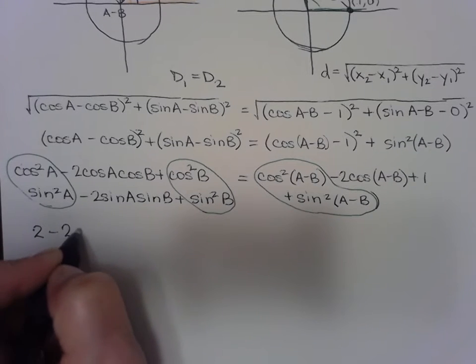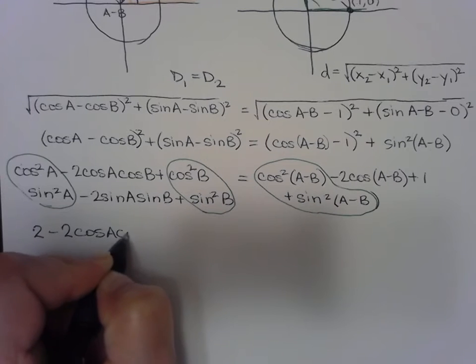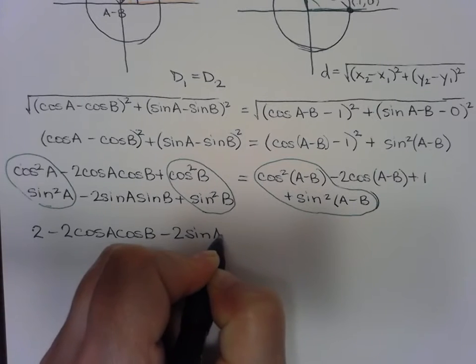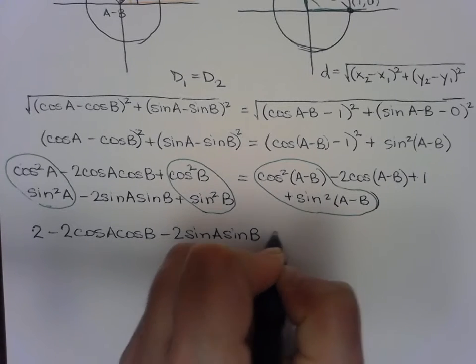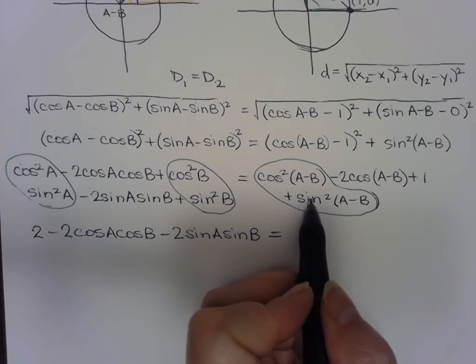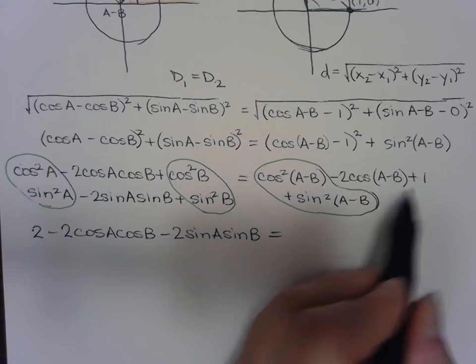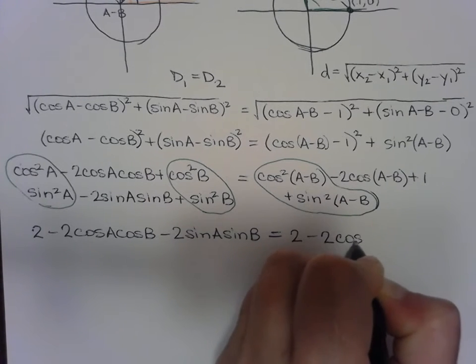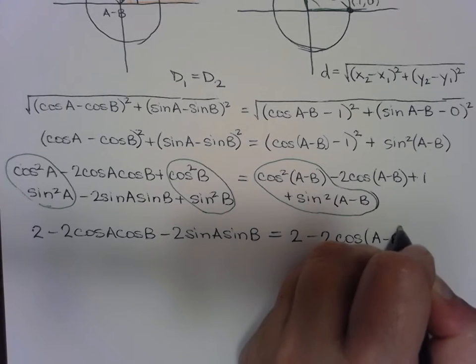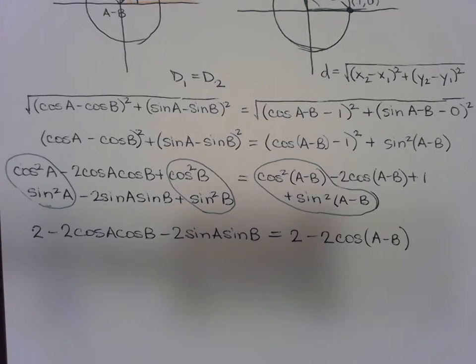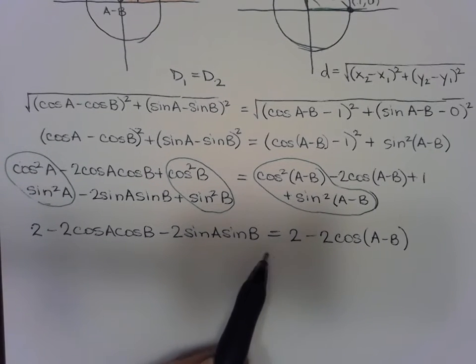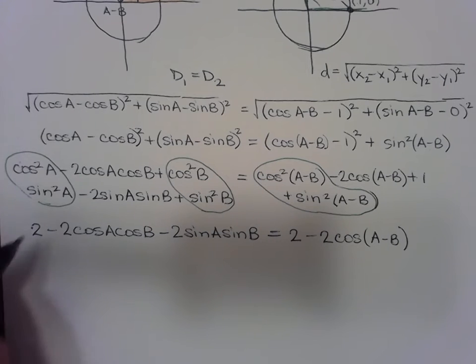minus 2 cosine of A, cosine of B, minus 2 sine of A, sine of B, equals, this is 1 and this is 1. So 1 plus 1, that's going to be 2 minus 2 times the cosine of A minus B. This is starting to come together, okay? We have a 2 on this side and a 2 on this side. So we could essentially subtract 2 from both sides. So these are going to cancel.